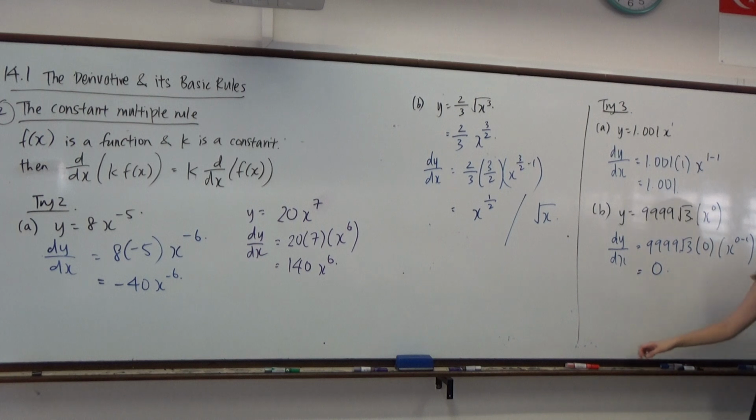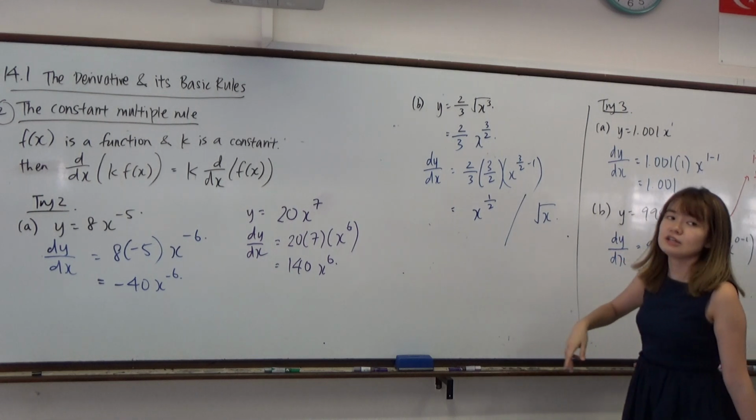So what this is telling us is that if y is a constant k, then dy over dx will be equal to 0. Any constant, when you differentiate it, its derivative will be 0. Any questions? Regardless of whether y is equal to 1,000,000,999 or 0.001, as long as it is a constant number, the derivative will be equal to 0.